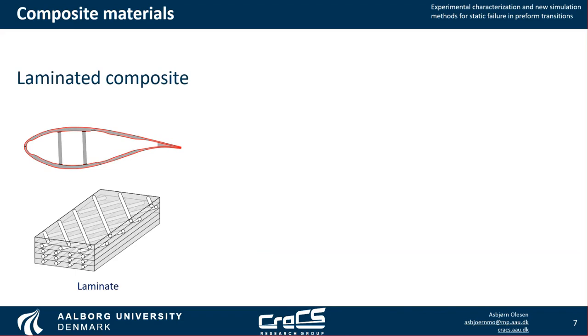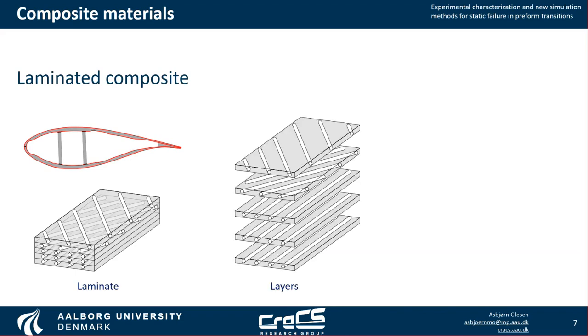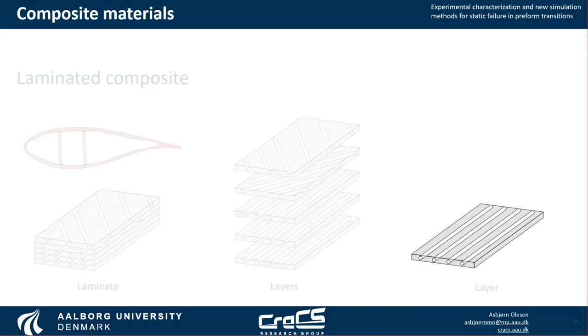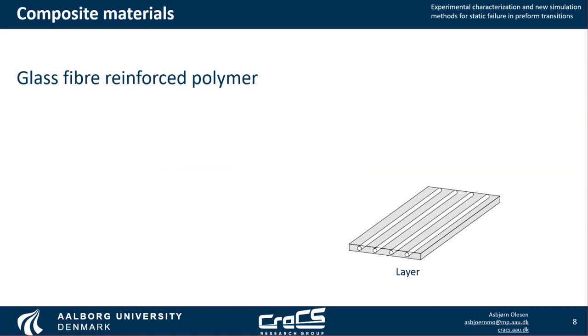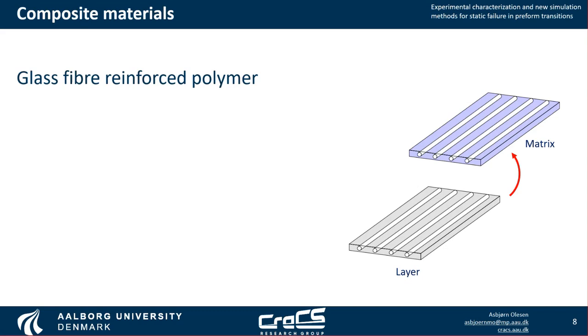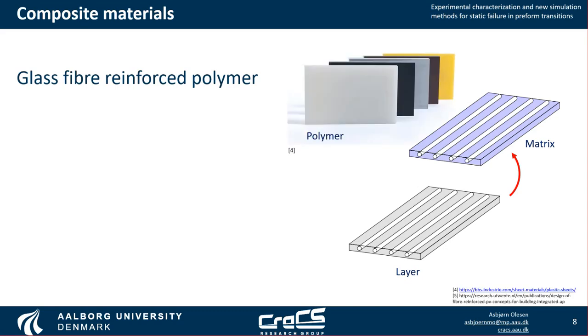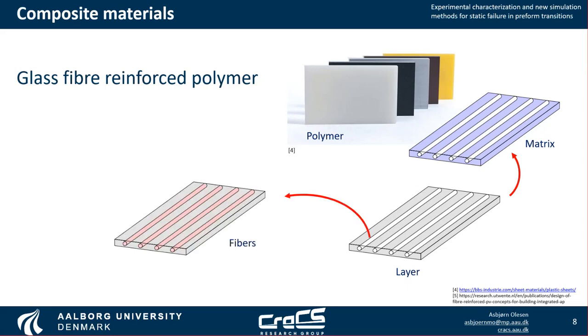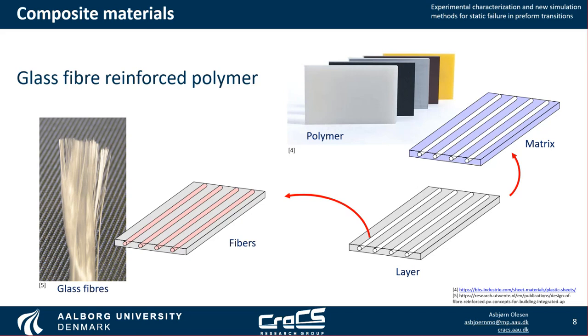So a laminate is a stack of material, and if we just take a look at one of these layers, in the pertinent material, glass fiber reinforced polymer, this will consist of a matrix material, namely a polymer such as a polyester or epoxy, which is then reinforced by fibers, glass of course in this case, which are long fibers.